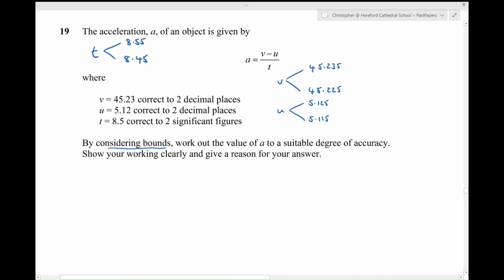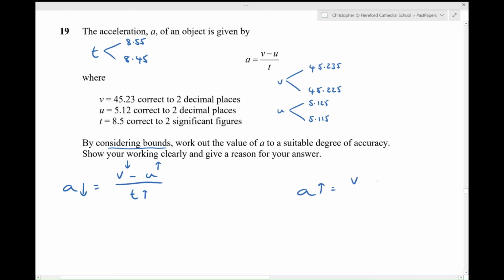So what we're going to do is work out the lowest possible value of a, and the highest possible value of a, and see what happens. Now, if I want the lowest possible value of a, I need to consider which values of u and v and t I'd choose. I want the lowest possible number on the top of that fraction. So I'm going to choose the lowest v and the highest u, so the difference between them is as small as possible. And if I want the lowest possible answer, I'm going to divide by the biggest possible number.